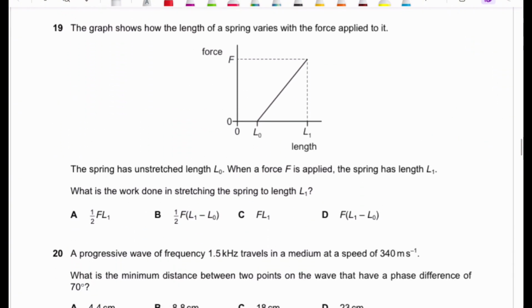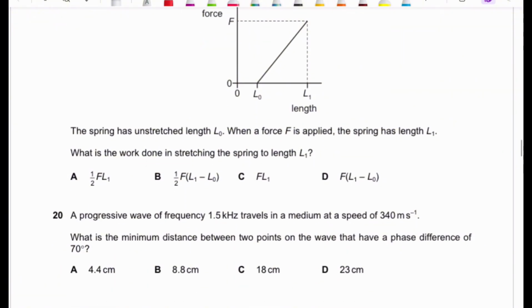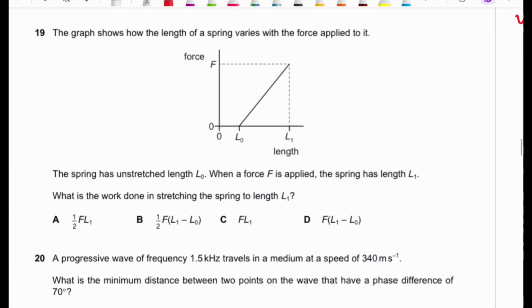Okay, very important. Question 19. We've been given that graph and we've been asked to find the work done in stretching the spring to reach that point L. So basically, the work done is the area underneath the graph, right? So the area underneath that graph represents the work done, right?